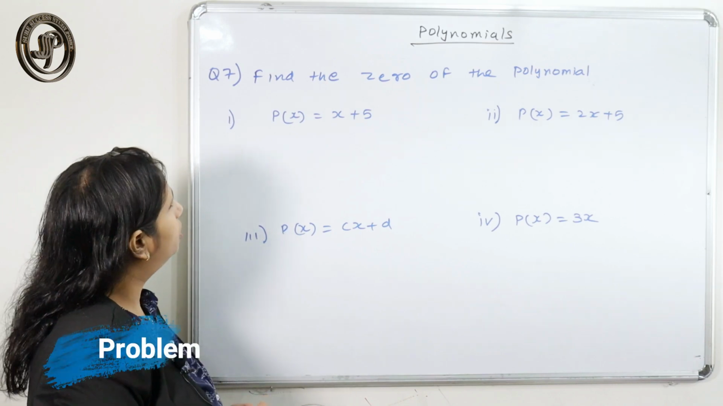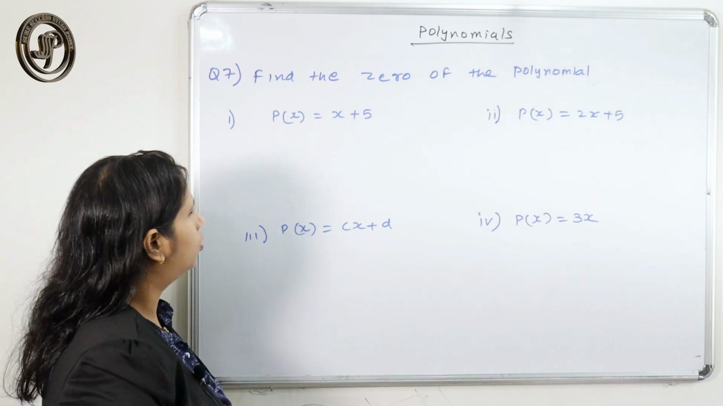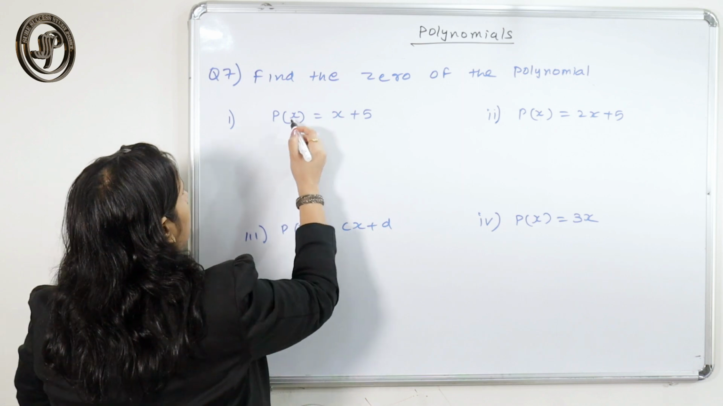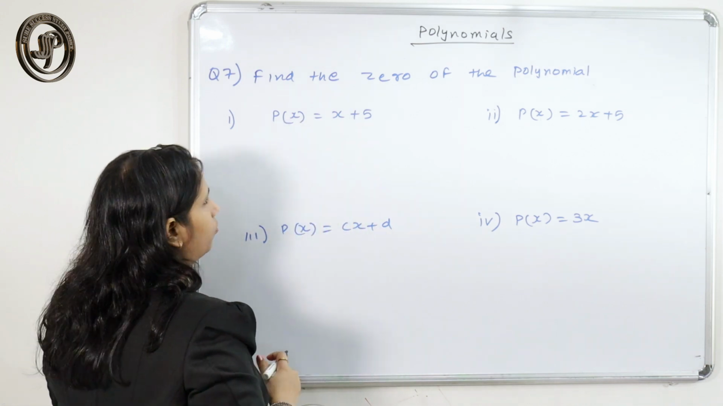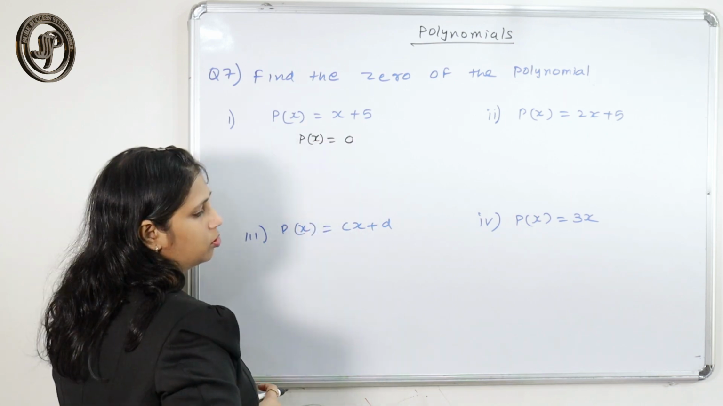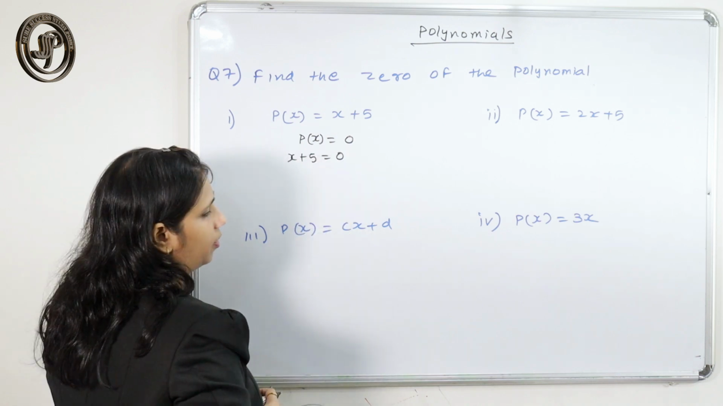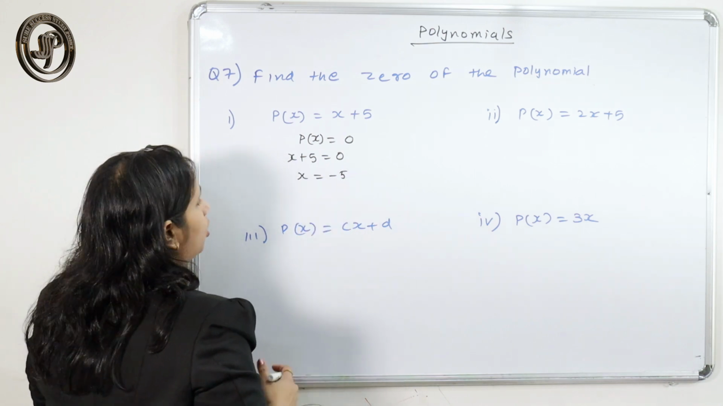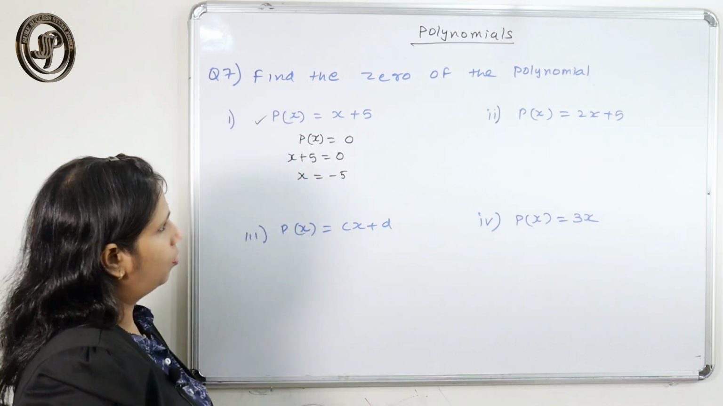So here is a question. In this question you have to find the zero of the polynomial. How do we find the zeros of a polynomial? If our polynomial is represented by this and I need to find the zero of the polynomial, what I need to do is put p(x) equals 0. If I put p(x) equals 0, then x plus 5 will become equal to 0, or x is equal to minus 5. So minus 5 is the zero of this polynomial.